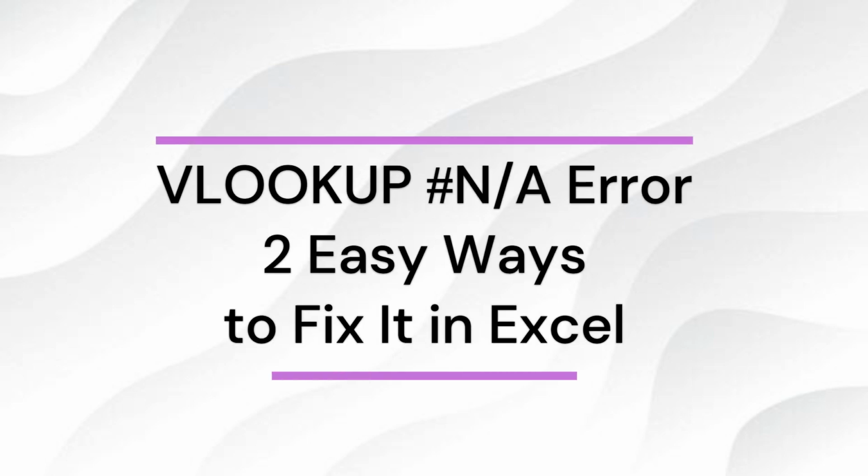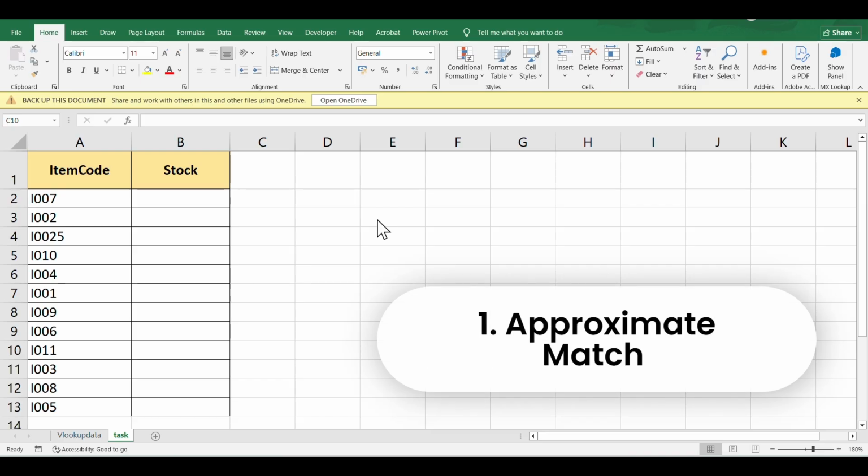In this data analytics series, we are going to focus on two practical ways to handle it if VLOOKUP returns the NA error when the value we are searching for does not exist in the original table. There are two ways to handle that. The first way is approximate match.